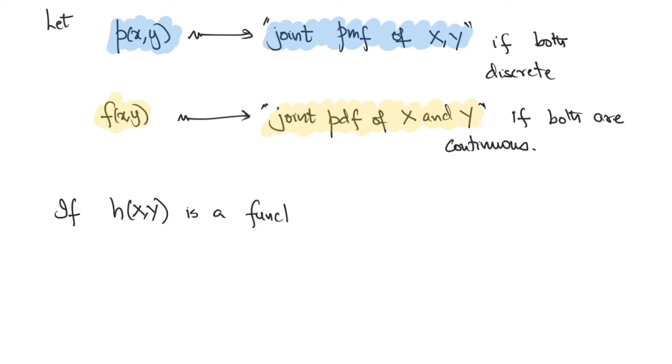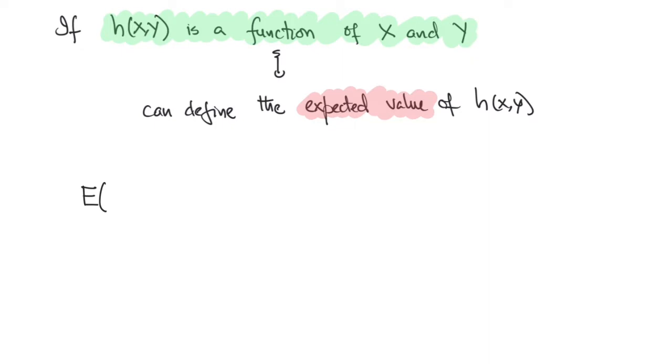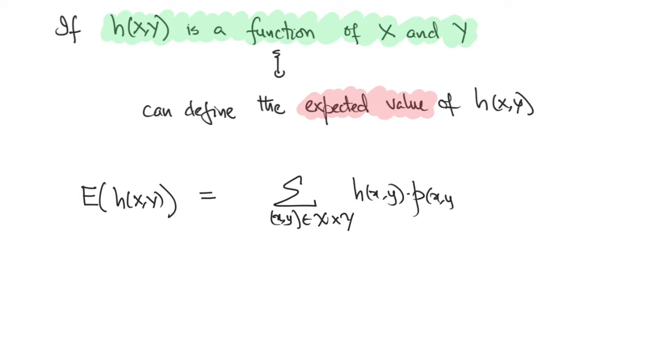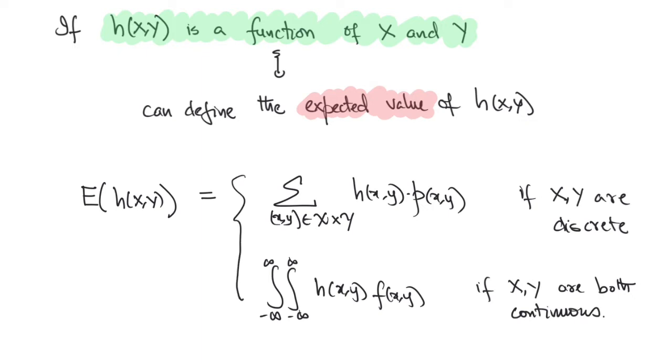Now, suppose h is a function of x and y, then we can define the expected value of h x comma y. This is a random variable. The expected value is defined as the sum over all pairs x comma y inside script x cross script y of h x comma y times p x comma y if x and y are discrete, and it's the double integral of h x comma y times the probability density function if x and y are both continuous.